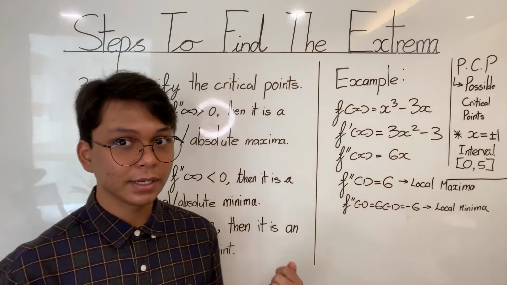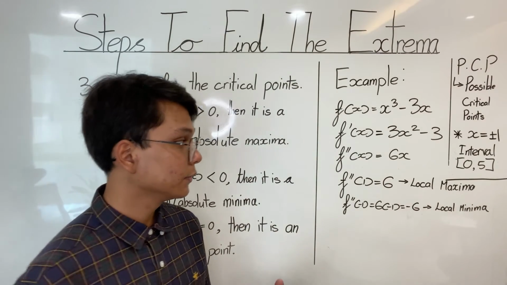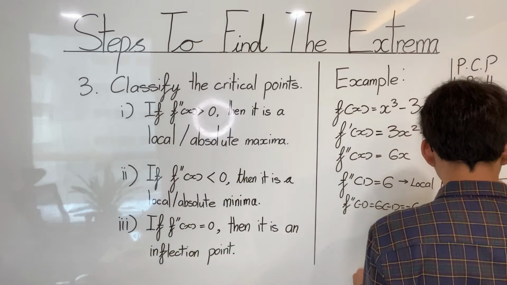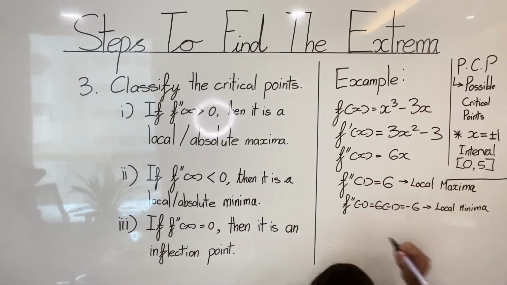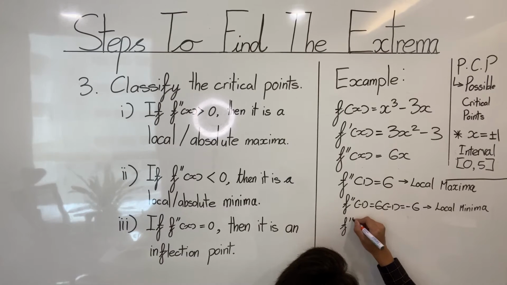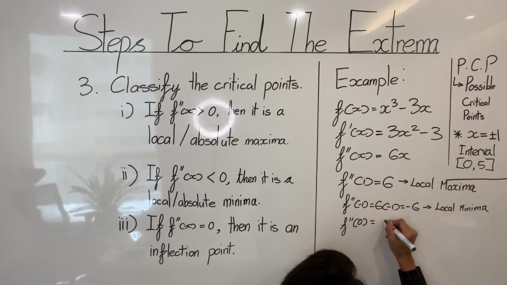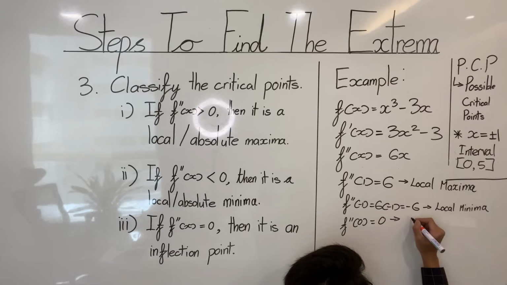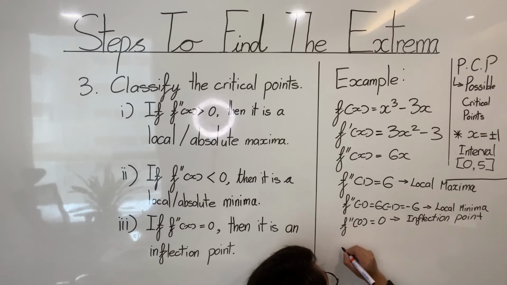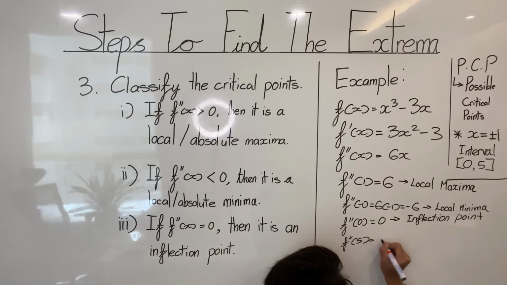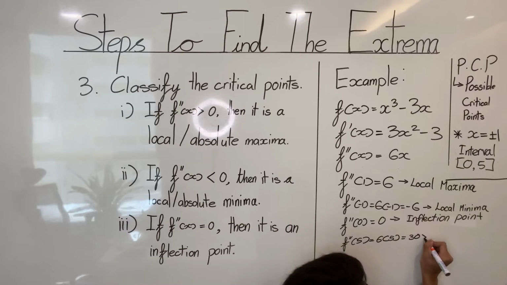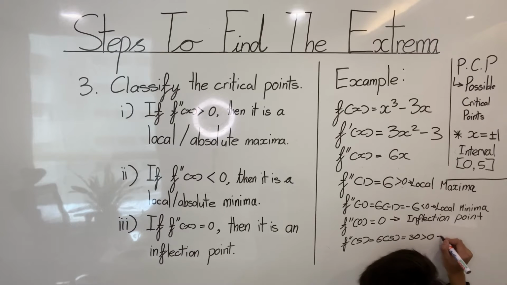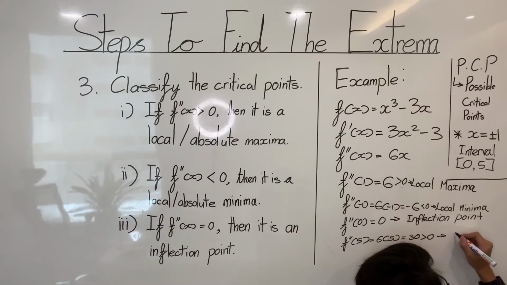You want to sub the intervals into the second derivative to find out whether they are maxima, minima, or an inflection point. So when subbing 0 into it, you get 0, which is an inflection point. And when you substitute f double prime 5 to the function, you'll be given 30, which is more than 0. Hence, we can assume this as a maximum.